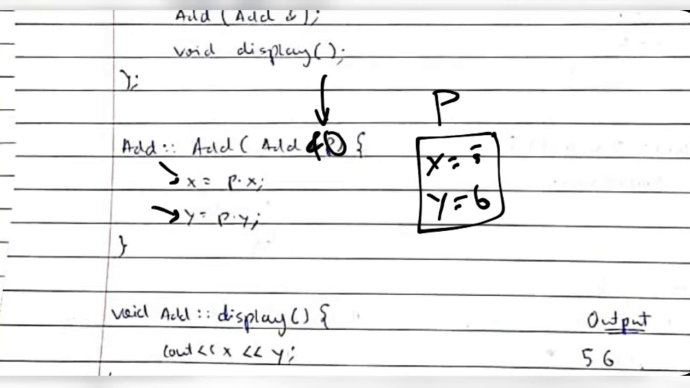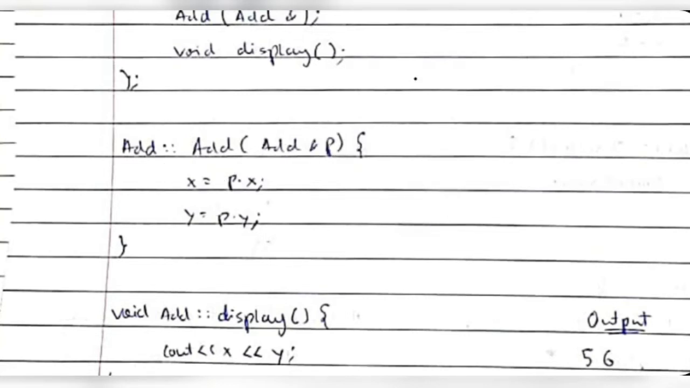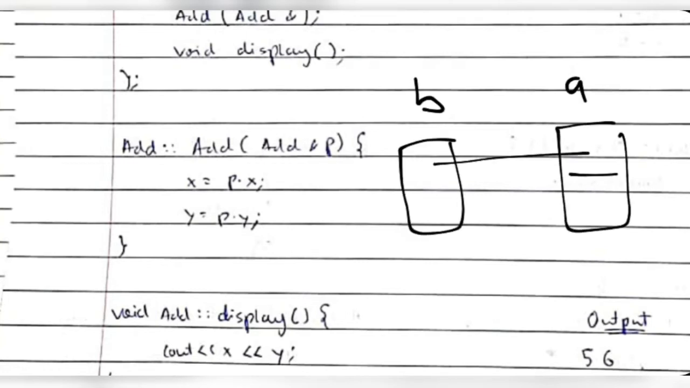So what will be in b's x? p.x. What is p.x? 5. 5 will be stored in b's x and 6 will be stored in b's y. So if you are creating a new object b and you have an object a here, these values will be copied in the respective positions. Okay, so that's the use of the copy constructor.